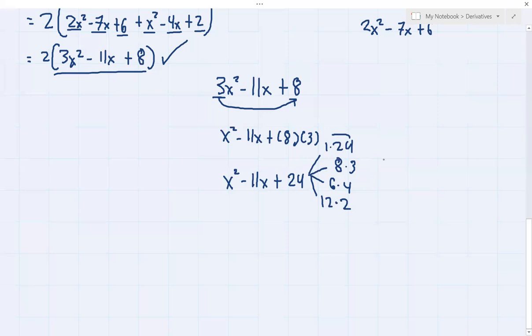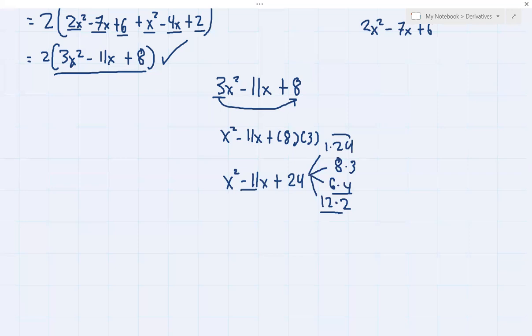So, positive 11 is not equal to negative 11. Next, 6 times 4. Diba? 24. Pero pag i-add mo silang dalawa, 6 plus 4 ay 10. 10 is not equal to negative 11. And lastly, 12 times 2 is 24. So kung i-add mo silang dalawa, 12 plus 2 is 14. So, hindi siya equal kay negative 11.